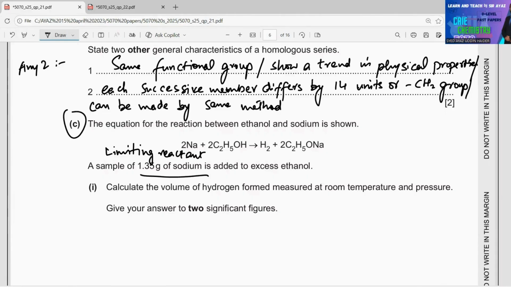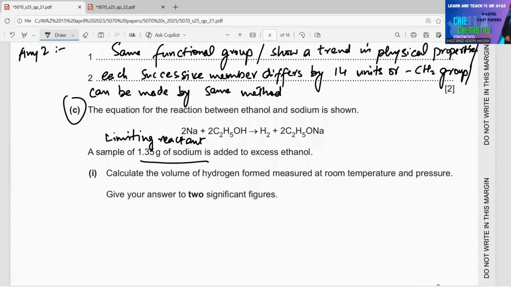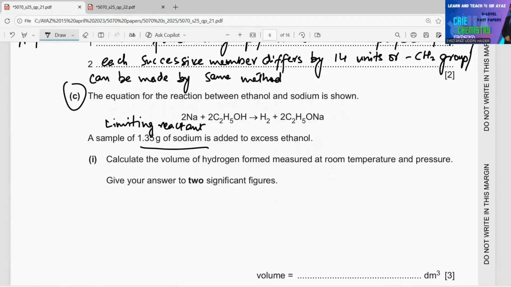Part 1. Calculate the volume of hydrogen formed measured at room temperature and pressure. Give your answer to 2 significant figures. You know the limiting reactant. According to the reaction equation, we have 2 moles of sodium producing 1 mole of hydrogen. I need to find the volume of hydrogen produced. So for this, I need moles of hydrogen. In order to calculate the moles of hydrogen, we need to find the moles of Na.